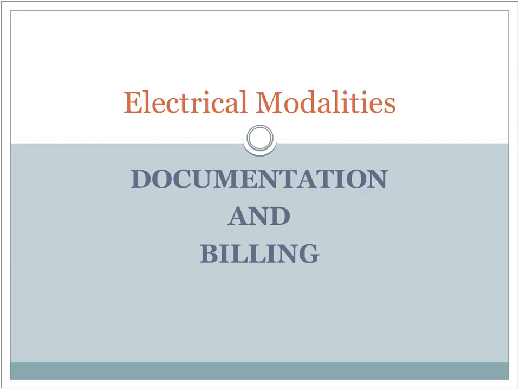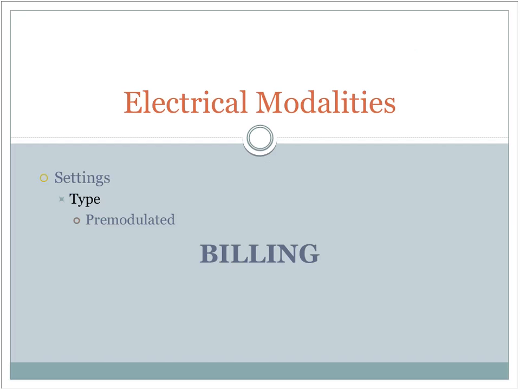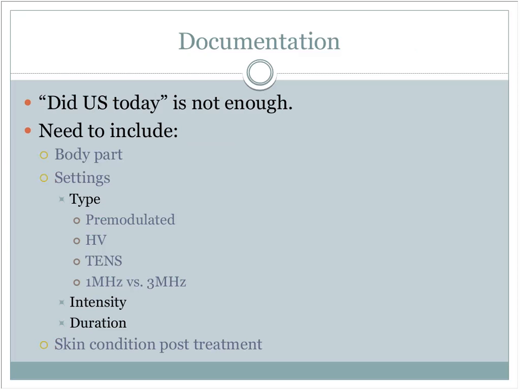So documentation and billing, I thought it would be important to put this on the end just so that we do talk about this. Documentation, "I did ultrasound today," is not enough. You need to include for ultrasound and for eStim, what body part are you treating? What settings did you use? So in other words, talk about the type. I did pre-modulated. I did 1 megahertz for ultrasound.